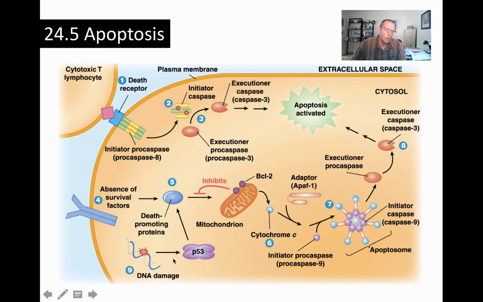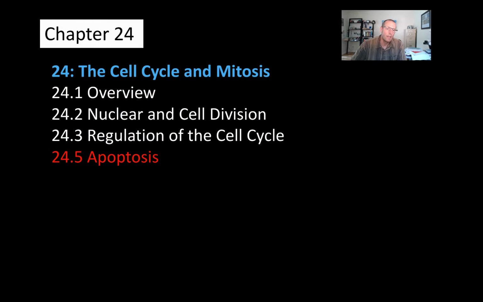Lastly, notably at the bottom here, you can see that DNA damage can activate p53 through the mechanism we talked about just now. So DNA damage is recognized by ATM, activates CHEK1, and then CHEK1 can phosphorylate p53. One of the things that p53 can do is trigger apoptosis through this pathway. So that's it for apoptosis, and that's the end of chapter 24.